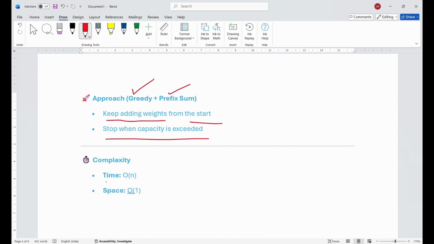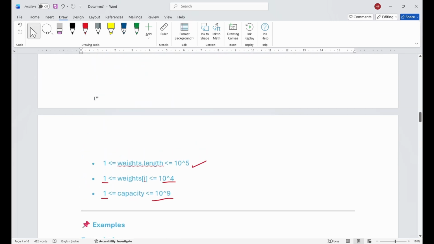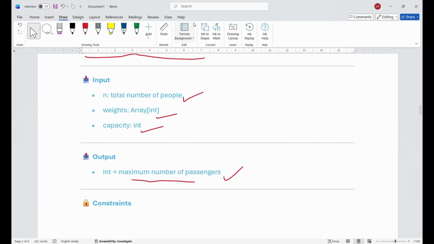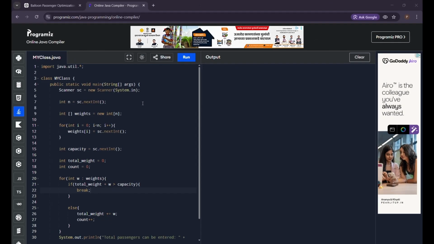So the time complexity to solve this problem is big O of n, and the space complexity is big O of 1, because we are not using any extra array or hash table or anything. So this is the logic and problem statement that has been given for coding question 2. Let us clearly understand how to convert this to code.